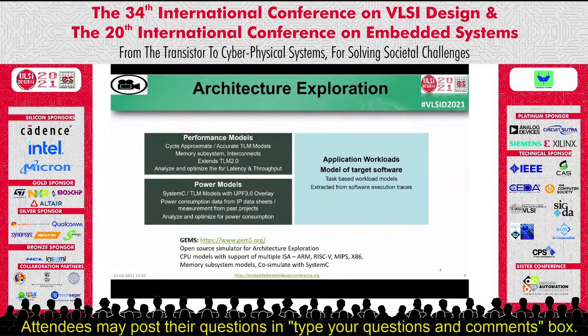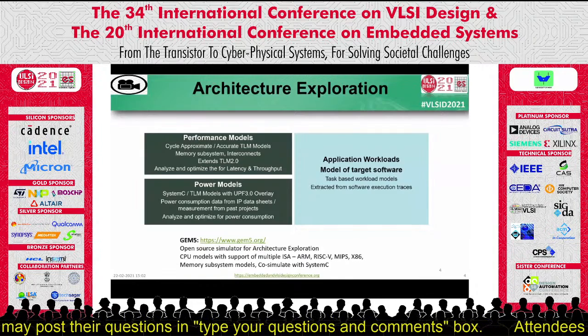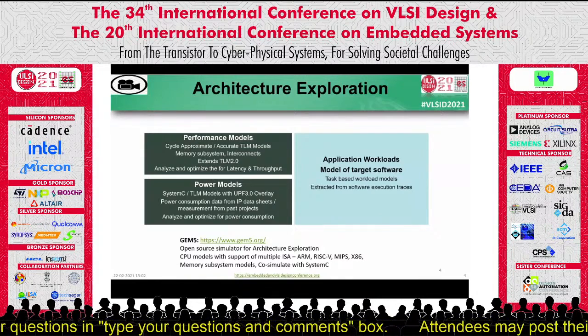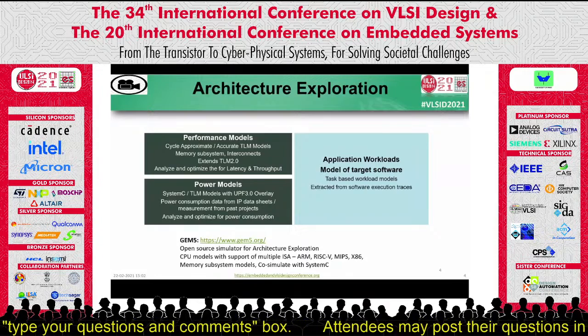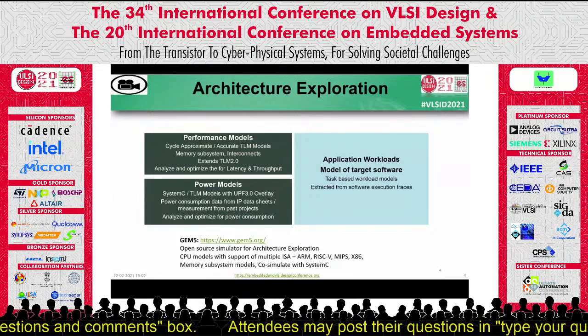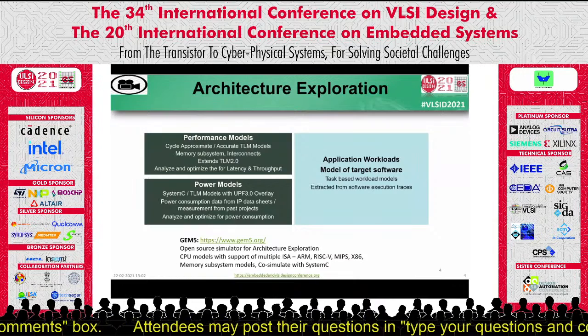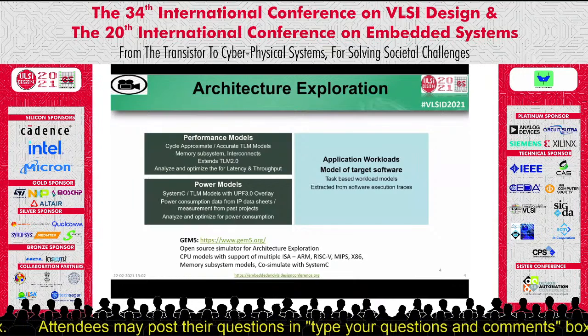Once we have the architecture model of our system ready, on top of it we can run the application workloads, which are the models of the target software. That way we can fine tune and tweak our system so that it is optimized for specific target applications.